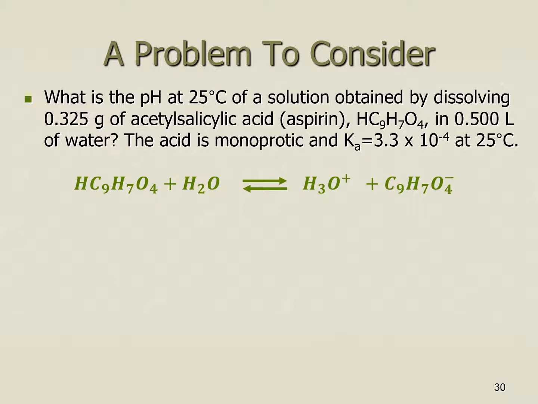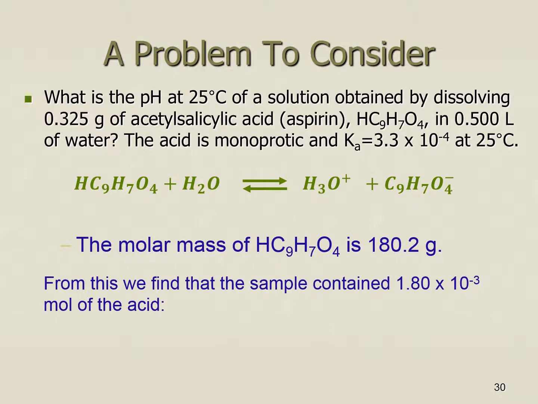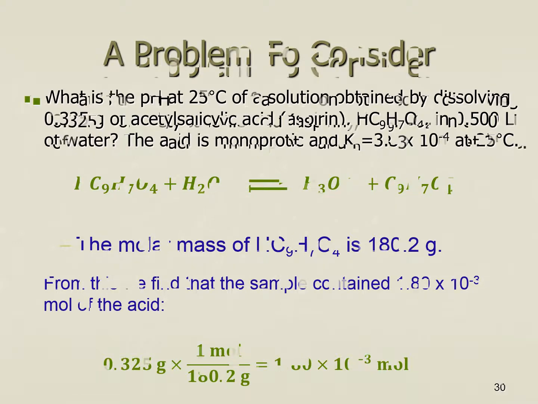So there's our acetylsalicylic acid in water, giving us H3O plus and the acetylsalicylate ion, C9H7O4 negative. A couple of other things: we don't know the concentration of the acid in this problem, so we're going to have to figure it out. The molar mass of acetylsalicylic acid is 180.2, and then we can find the concentration of the acid. So 0.325 grams is 1.8 times 10 to the minus 3 moles.